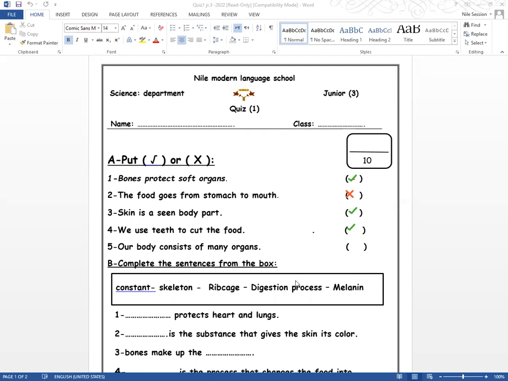Number 5, our body consists of many organs. Yes, our body consists of many organs, so we put right.